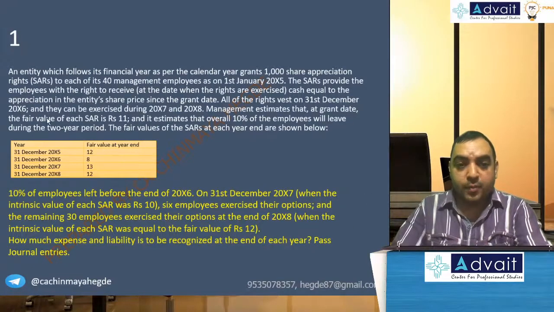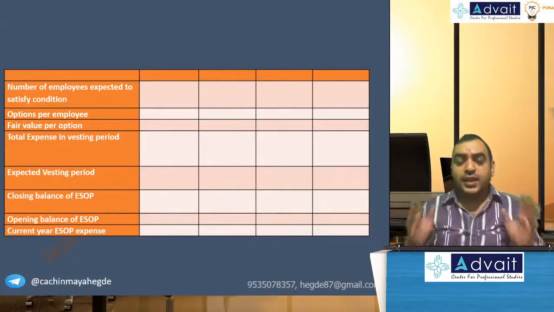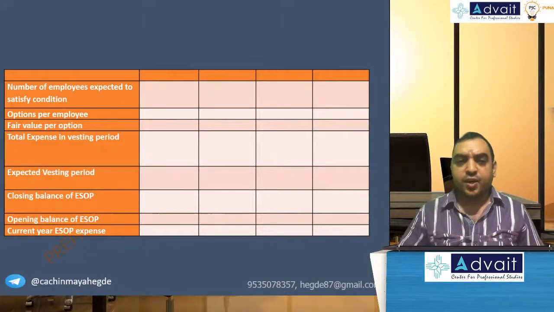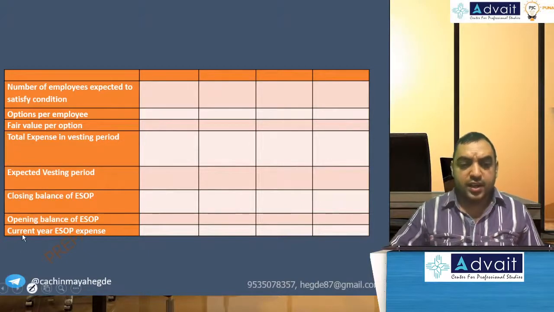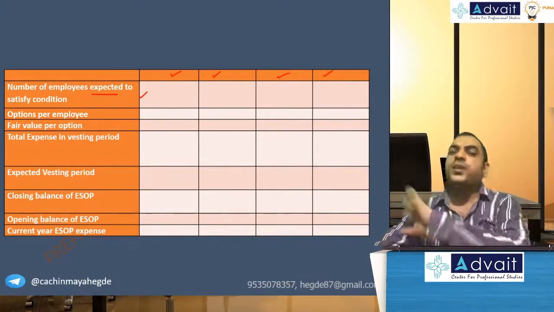Let me give you the format. Okay, this is the format. Listen to me carefully, then you can take it down. First, we will write the number of employees who are expected to satisfy the condition. So year 1, year 2, year 3, year 4. How many years it may be?